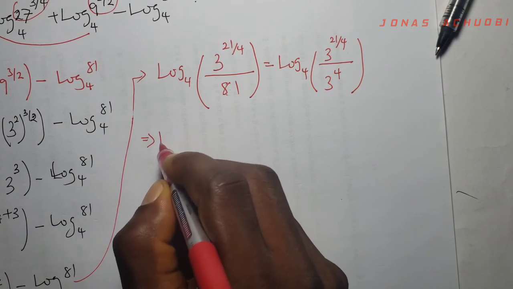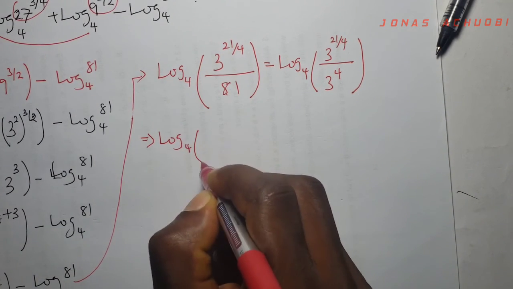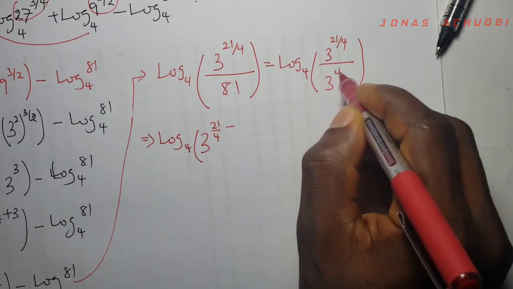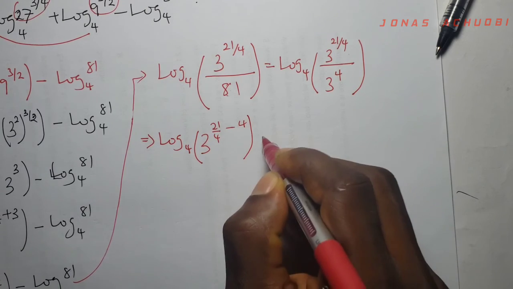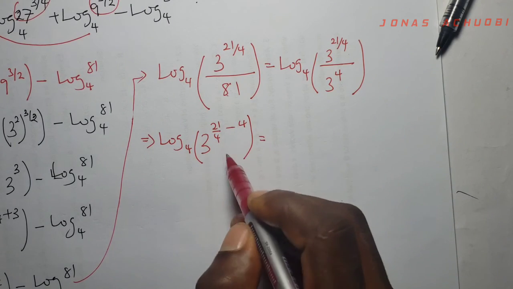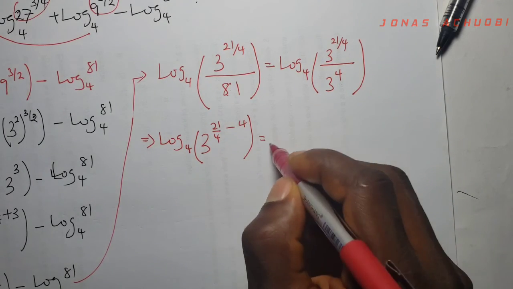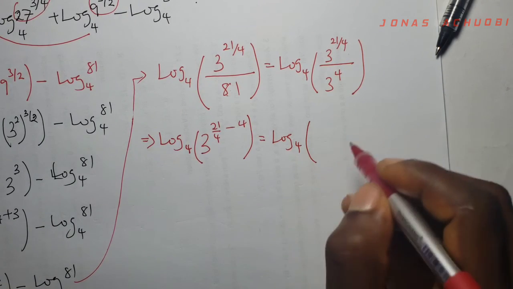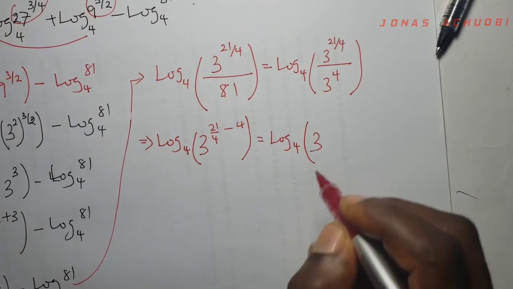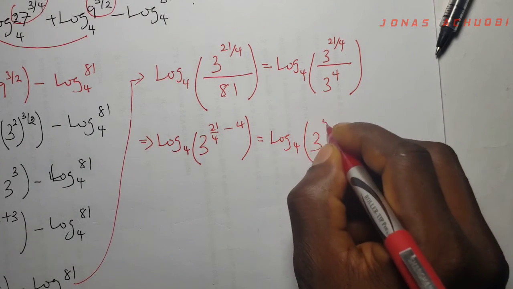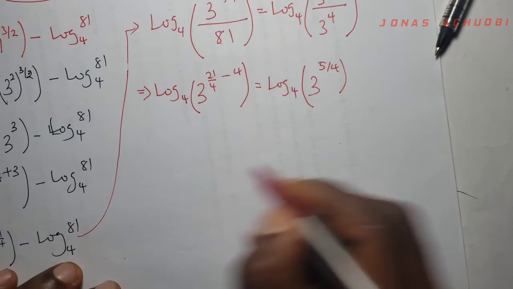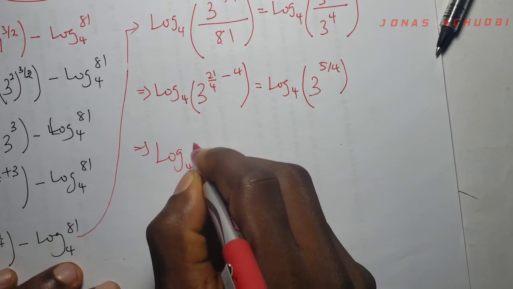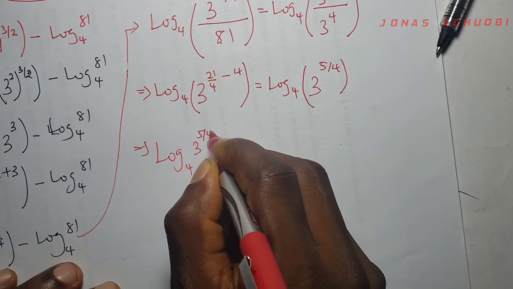So by indices, I can write this as the log in base 4 of, I take 1 base, I have 21 over 4 minus the second power, which is 4. So you have to tidy this up. The LCM here is 4. And if you tidy that up, you're going to get the log in base 4 of 3 raised to the power 5 over 4.